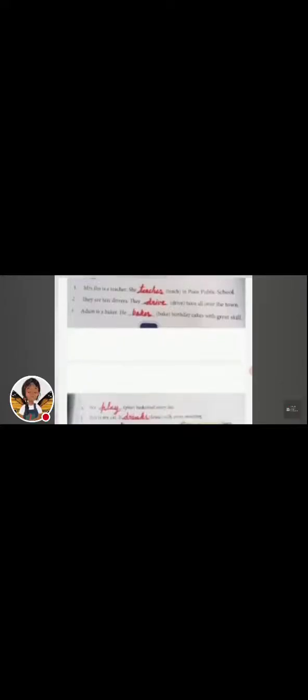They are taxi drivers. They dash taxis all over the town. Here subject is plural. So here we use drive, not S or ES. Adam is a baker. He dash birthday cakes with great skill. Subject is singular. So here we use bakes.